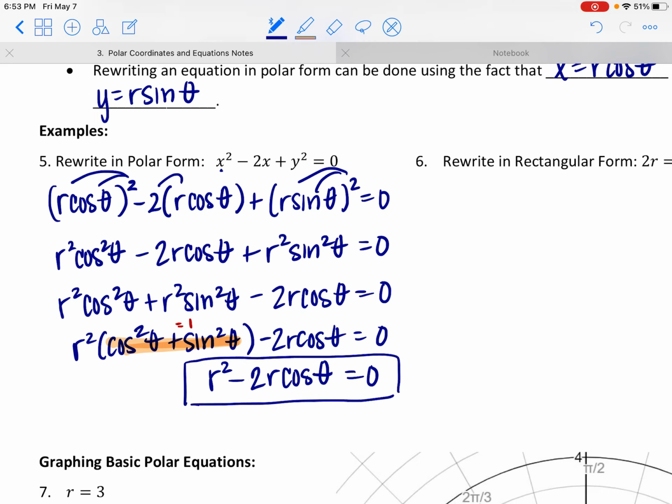It wouldn't be wrong to leave it in this form here, but if you can simplify, again, when you're seeing sine squared and cosine squared, you want to try to do that. And if we could get it in terms of one trig function, that would be ideal. Okay, so r squared minus 2r cosine theta, that is the polar form of that rectangular form. Those are the same equation in two different forms, just mind-blowing to wrap your head around that.